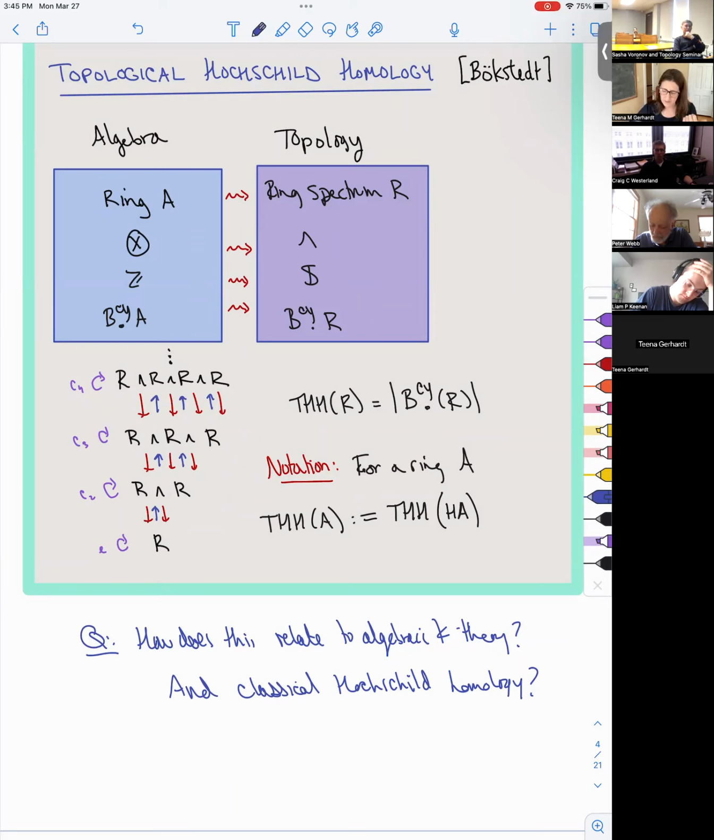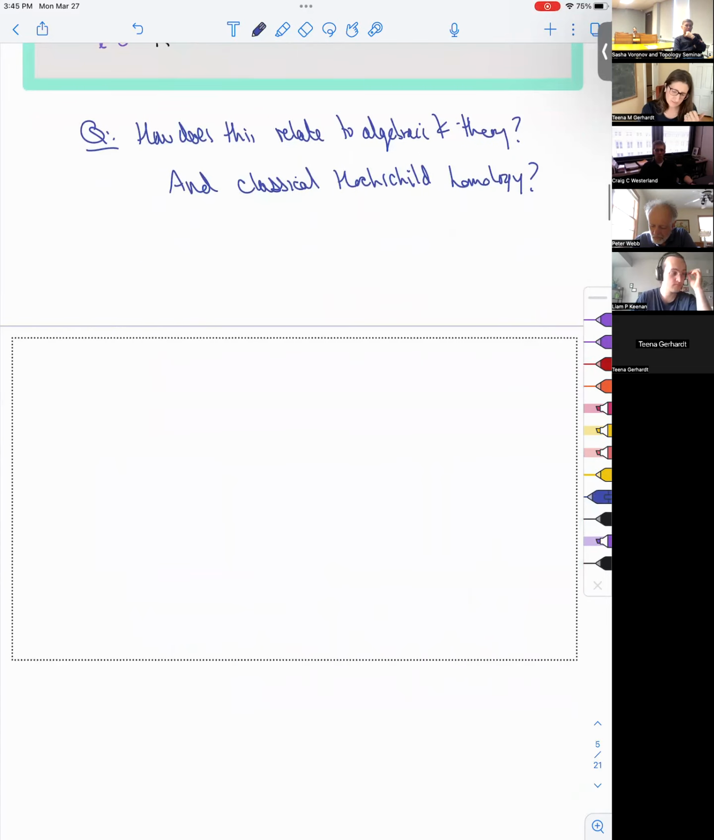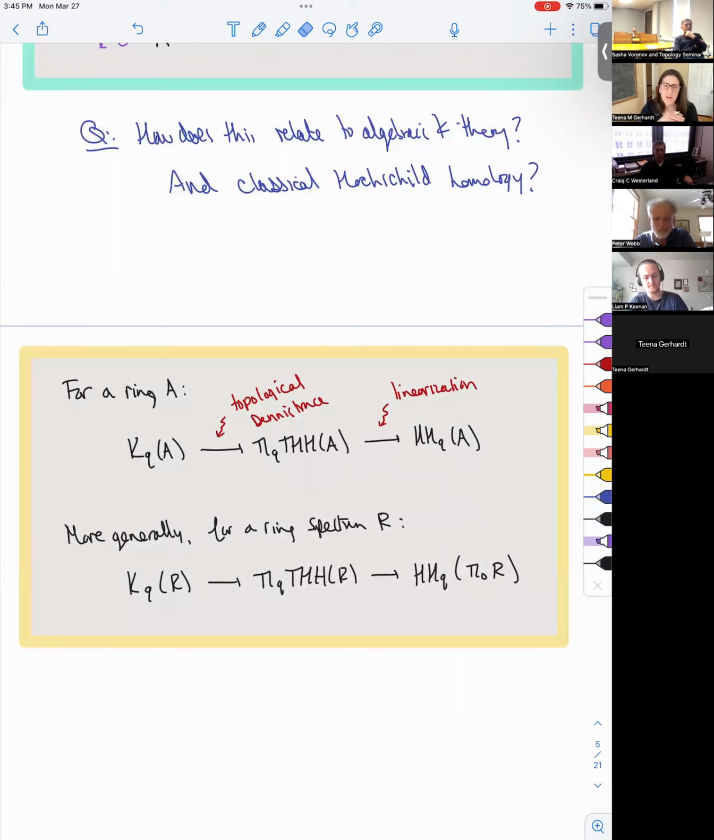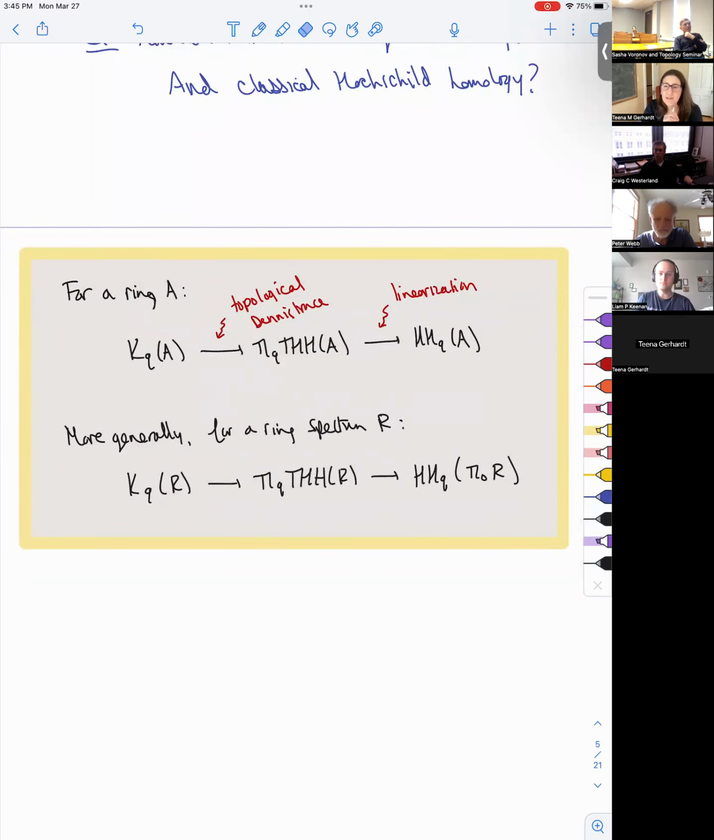What is the relationship between THH and HH? So in this box, I've outlined one thing that we know about the relation between THH and HH. This also gets at the question of how THH is related to algebraic K-theory. So the answer is there's a trace map from algebraic K-theory to topological Hochschild homology. This is just a topological version of that Dennis trace we had earlier to ordinary Hochschild homology. It's a better approximation to K-theory. So we're getting closer to K-theory as we move to this topological version.